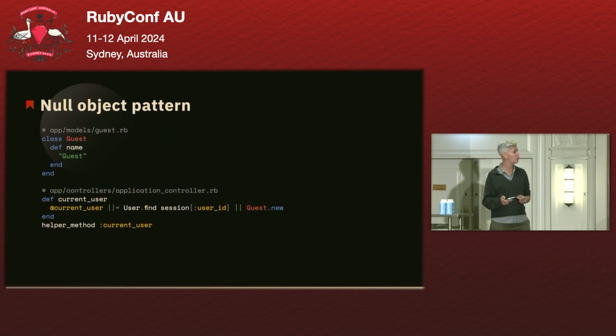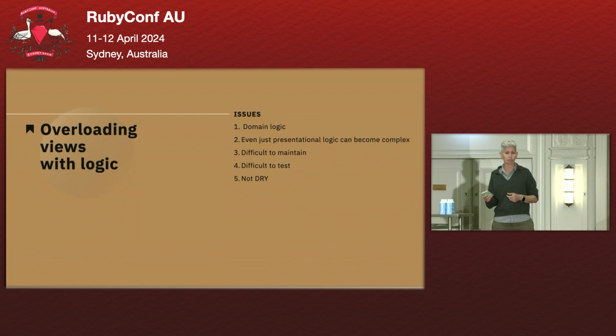I actually prefer the null object class that I've used before. In this case, I might have an app models guest.rb, and I will define whatever I want on a user, but in my case, I only need a name. I will need to instantiate that guest class somewhere, so I will do this in my application controller. I'll either find a real user or do guest.new, which lets me use the same thing in the view, like welcome current user.name.